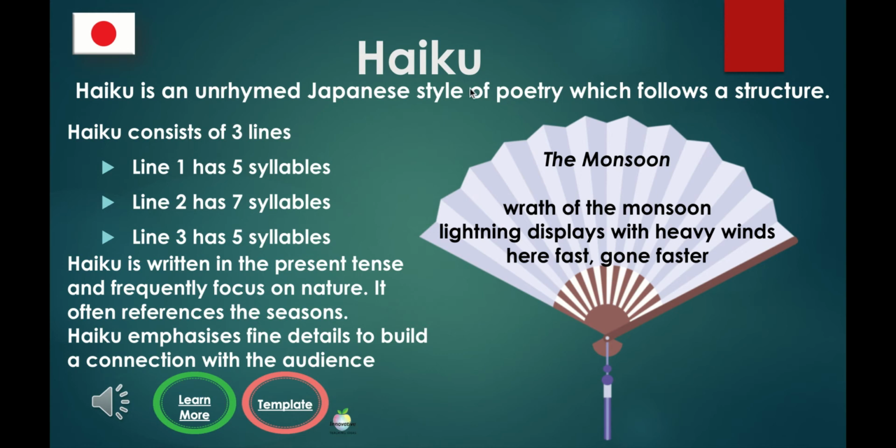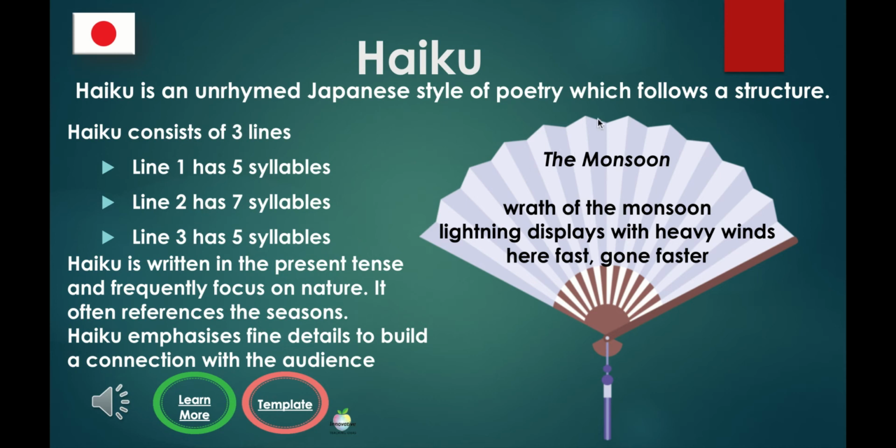Things to know about haiku is they are always going to be 3 lines. So 1, 2, and 3. The first line is going to be 5 syllables. Syllables referring to the beats in a sentence. Second line, 7 syllables, and the third line will have 5 syllables again.